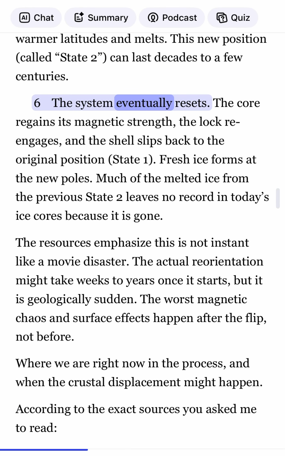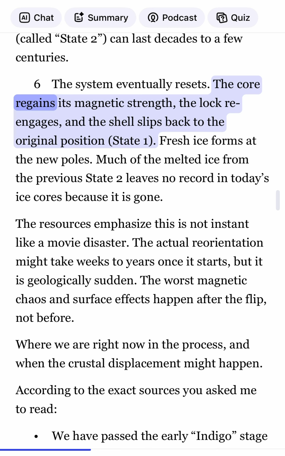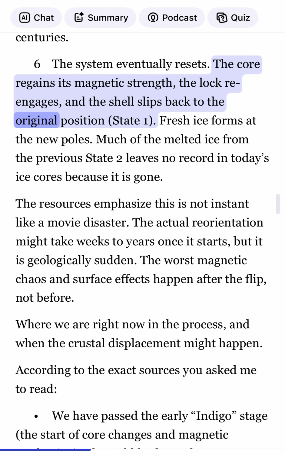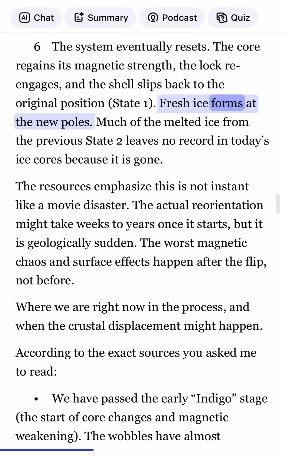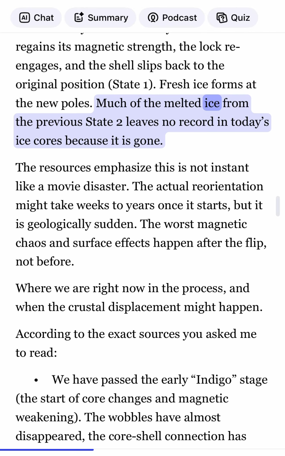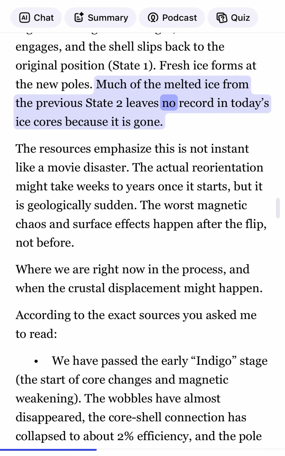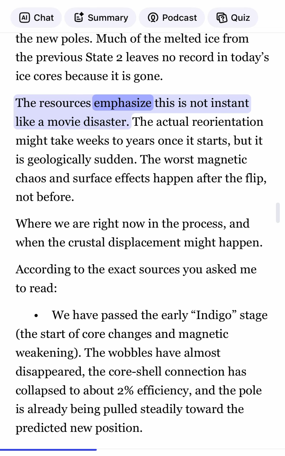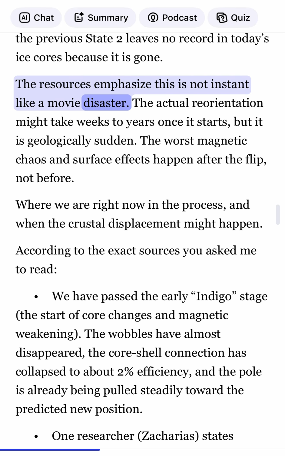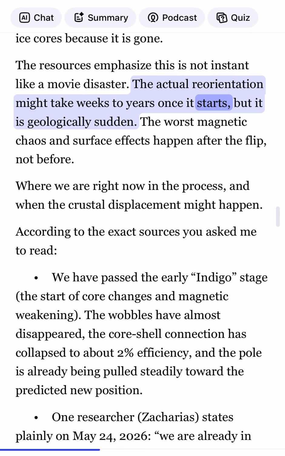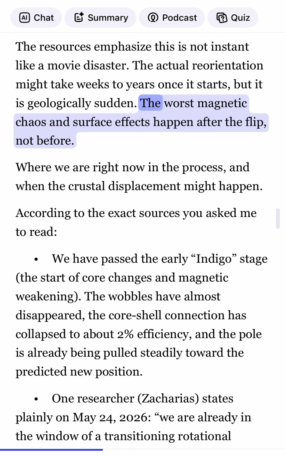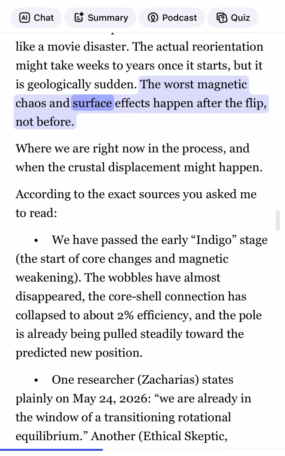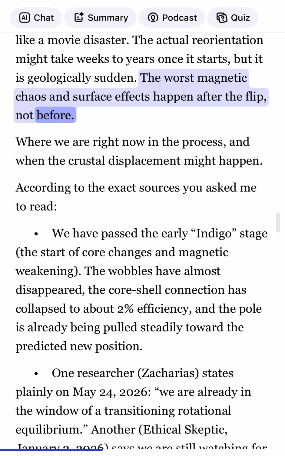6. The system eventually resets. The core regains its magnetic strength, the lock re-engages, and the shell slips back to the original position. Fresh ice forms at the new poles. Much of the melted ice from the previous state leaves no record in today's ice cores because it is gone. The resources emphasize this is not instant like a movie disaster. The actual reorientation might take weeks to years once it starts, but it is geologically sudden. The worst magnetic chaos and surface effects happen after the flip, not before.